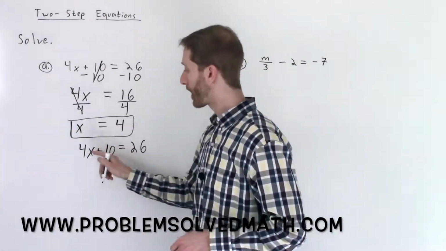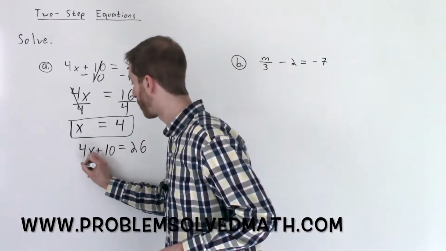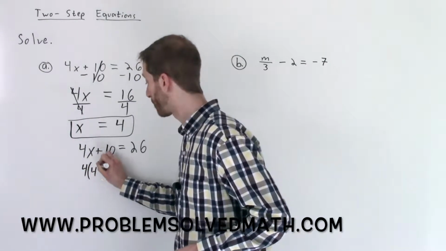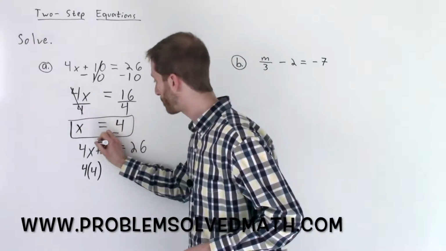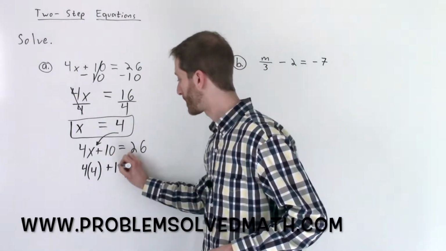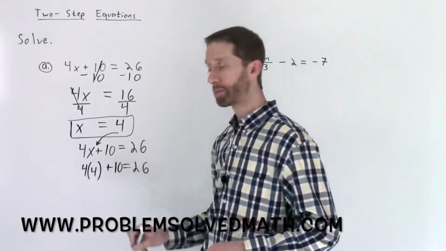So I take 4 and I replace it with x. So that's going to be 4 times 4. Remember that x is an open variable. So we're taking this 4 and whoop, plugging it in there. Plus 10 equals 26. Do a little bit of math here.